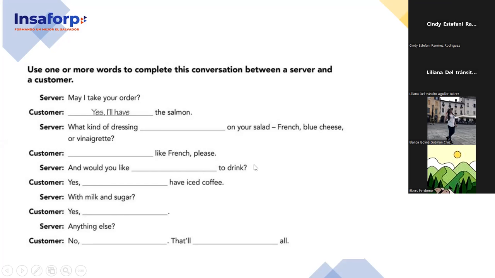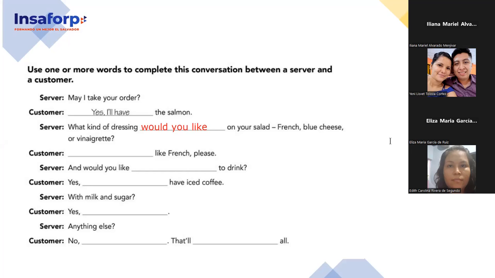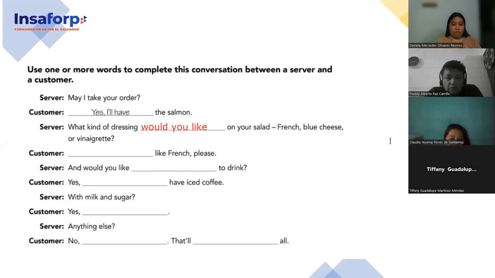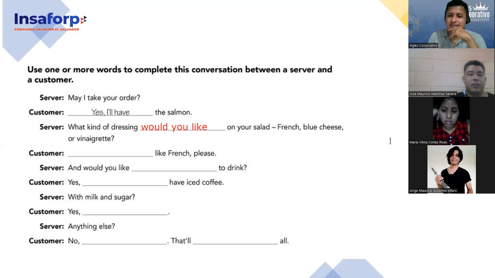Let's take a look at the answer that's here. Would you like? That is correct. Perfect. Would you like? What kind of dressing? What is a dressing, by the way? A kind of sauce. Exactly, right? In Spanish, it's an aderezo. Kind of sauce.